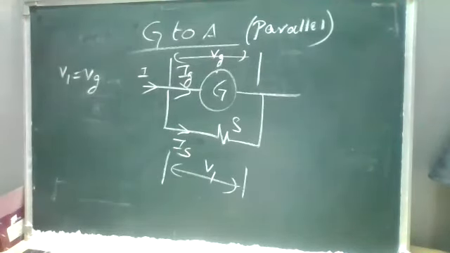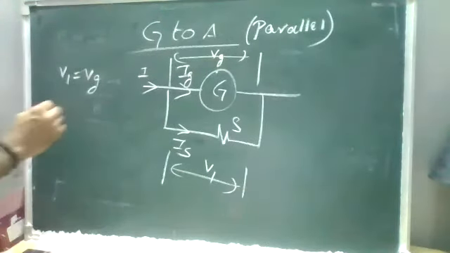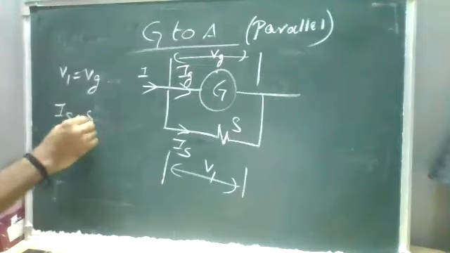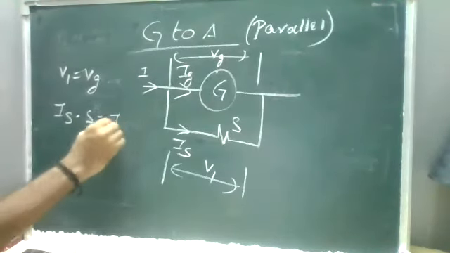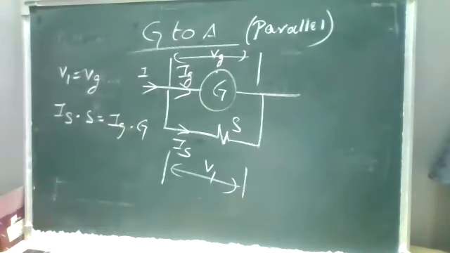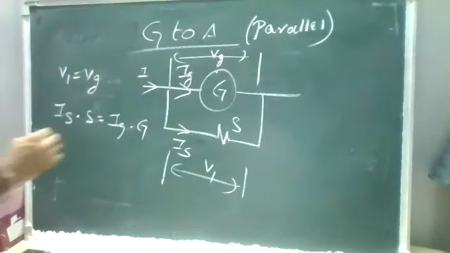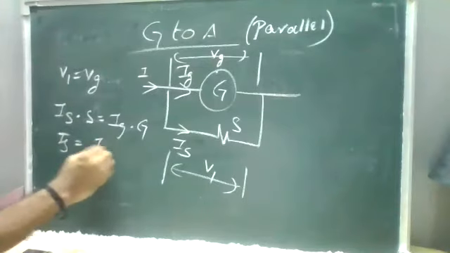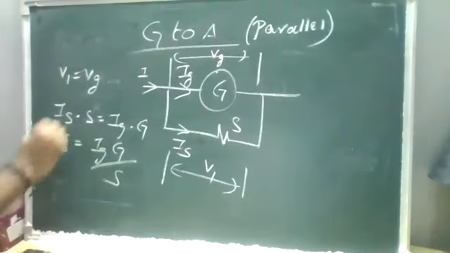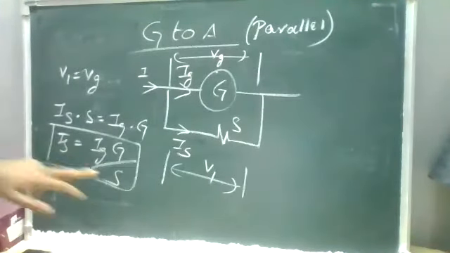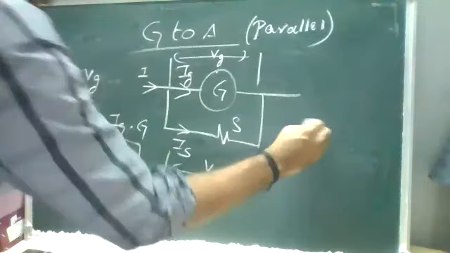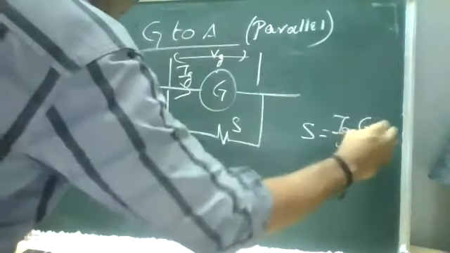Now I need to find the galvanometer current. So I equate the two, again from Ohm's law. V1 is nothing but Is into S, which is equal to Ig into the galvanometer resistance G. Now, if you want to find the small current passing through it, Is is equal to Ig G by S. Or if you want to find the small resistor, S is equal to Ig G by Is.